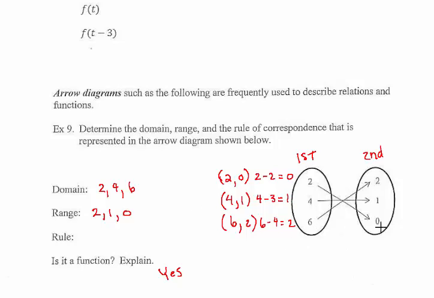This did not have an ellipsis or anything, and so the only elements of this relation are 2, 4, and 6 for the domain, and 2, 1, and 0 for the range.